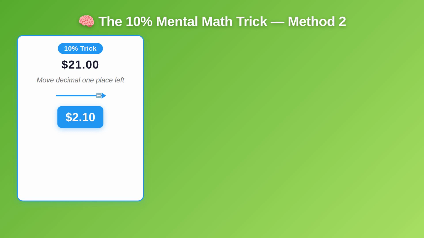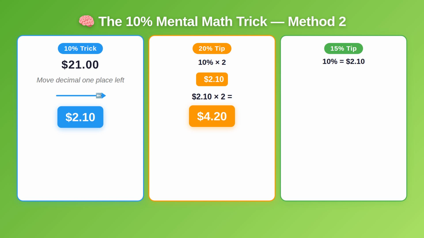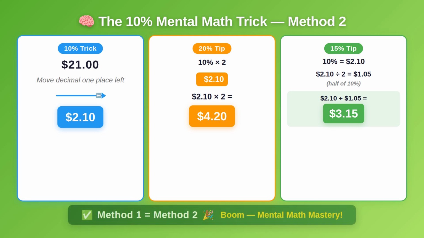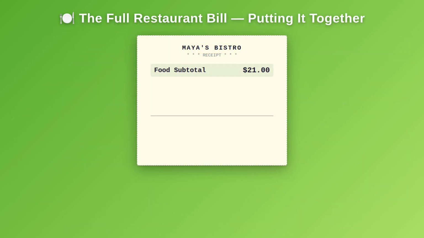Now let's try method 2, the mental math trick. To find 10% of anything, just move the decimal 1 place to the left. 10% of $21. Move the decimal left 1 spot. That's $2.10. Now for a 20% tip, just double that. $2.10 times 2 equals $4.20. Same answer as before. Want 15%? Find 10%, which is $2.10, then find half of that, which is $1.05, and add them together. $2.10 plus $1.05 equals $3.15. Boom! Mental math mastery.